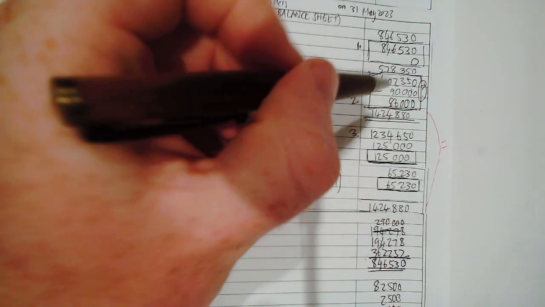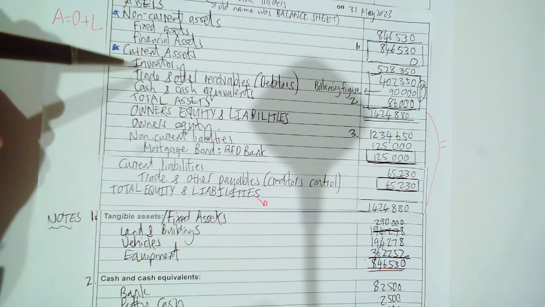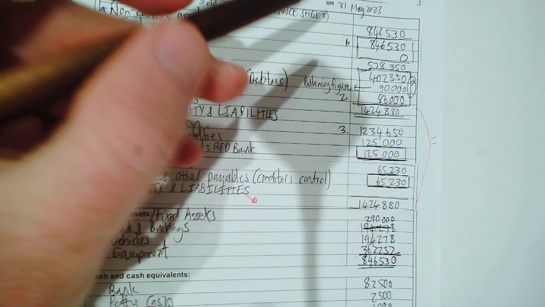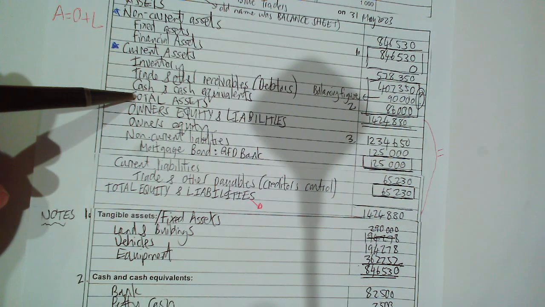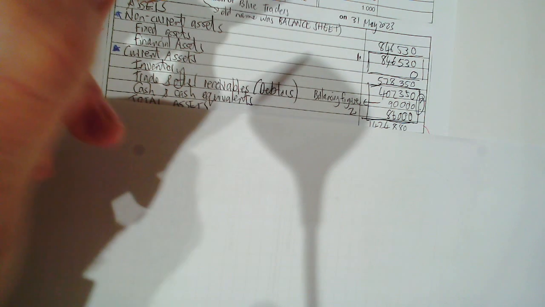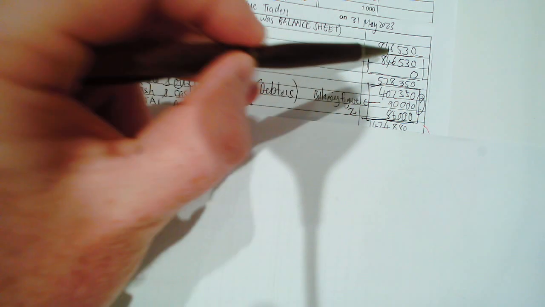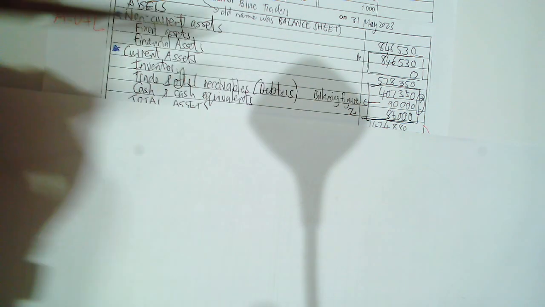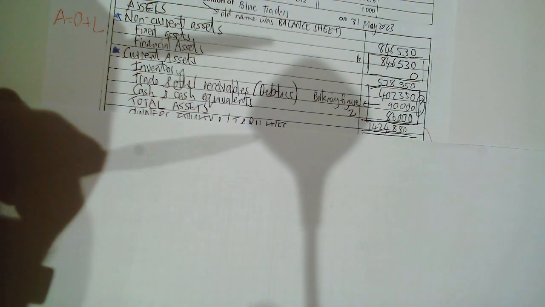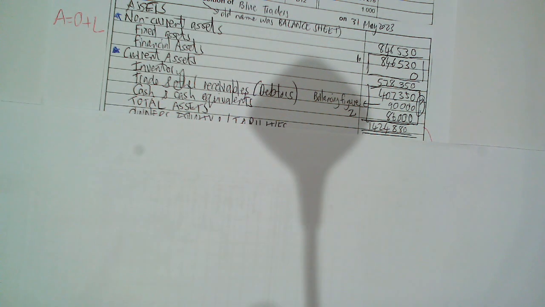Lastly, I need to add all the current assets together to get 578,350. And now to get my total assets, because in this video I'm only doing the total assets, I take my non-current or long-term assets plus the total of my current assets, and together it will be 1,424,880, which is my total assets.